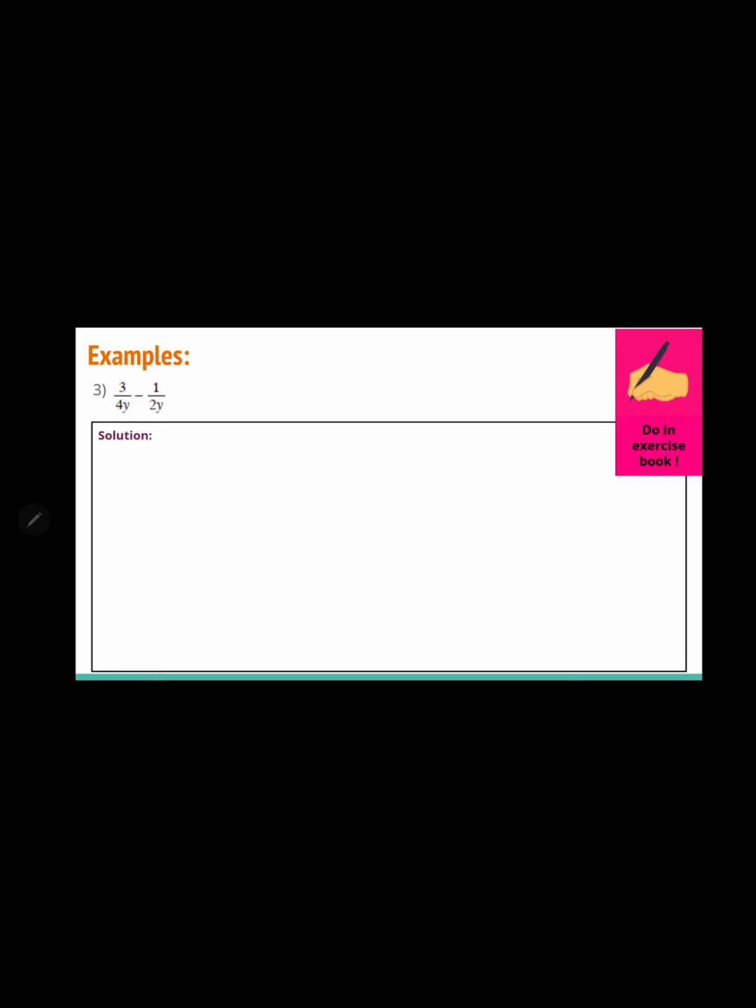Okay, example 3 now. What we have here, oh, different denominator, can you see that? This is 2y. The one in front of the first one is 4y. So I have to make the denominator the same. How to make it the same value? Here is 4y, so I have to multiply 2 here. When I multiply down, I have to multiply the top also, the numerator also. So I will get the same denominator now.